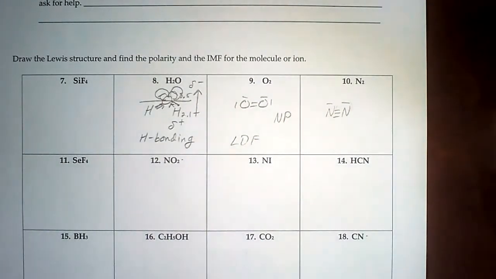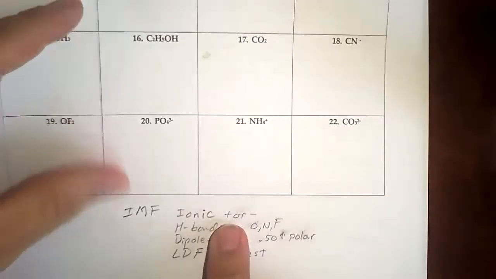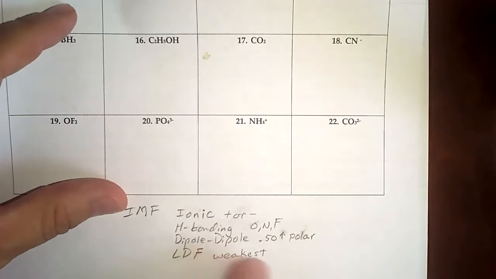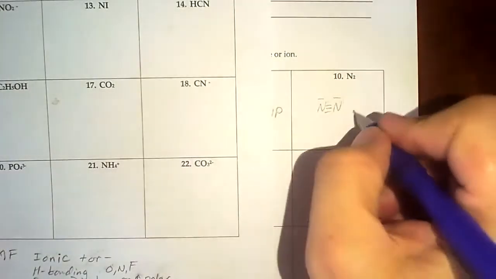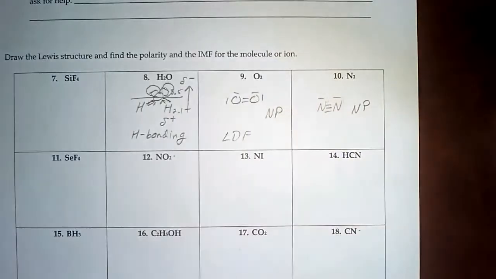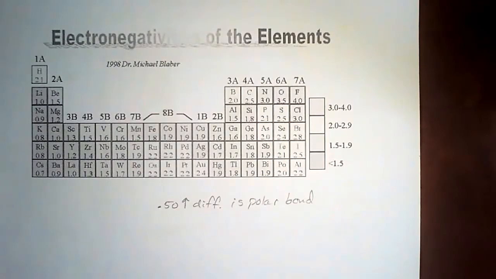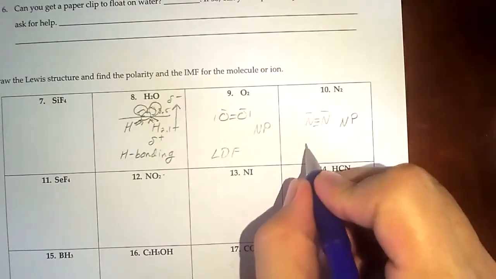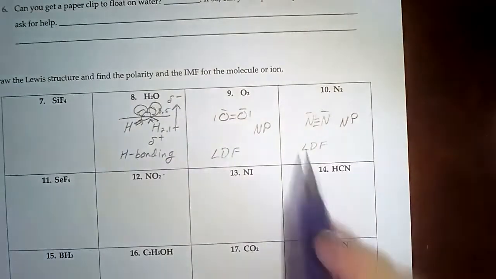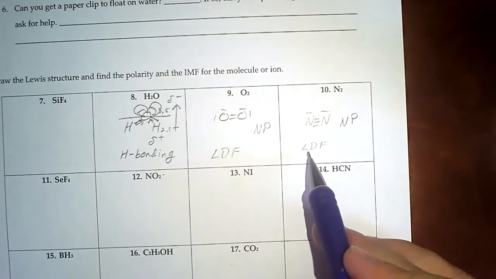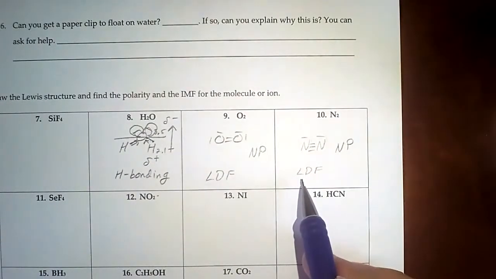What's our strongest intermolecular force? Is it plus or minus? No. Is it hydrogen bonding? Doesn't even have hydrogen. Is it dipole-dipole because it's polar? No, it's non-polar, right? Because the difference has to be 0 and is not over 0.5 on the figure from here. So the last one you can have is LDF again. So when it doesn't have hydrogen and it doesn't have plus or minus and it's non-polar, the only thing left is London dispersion forces. That's all it could be.